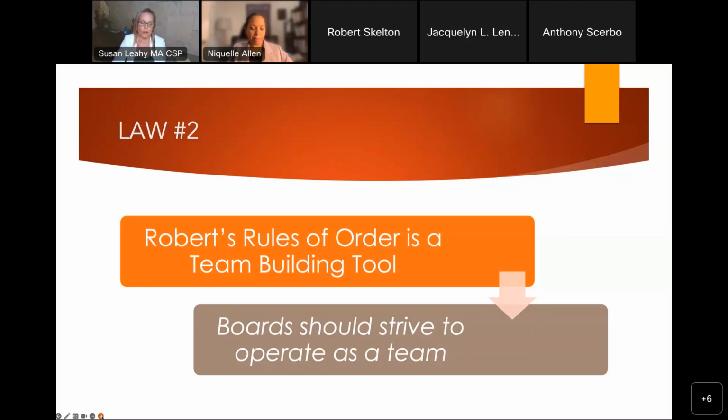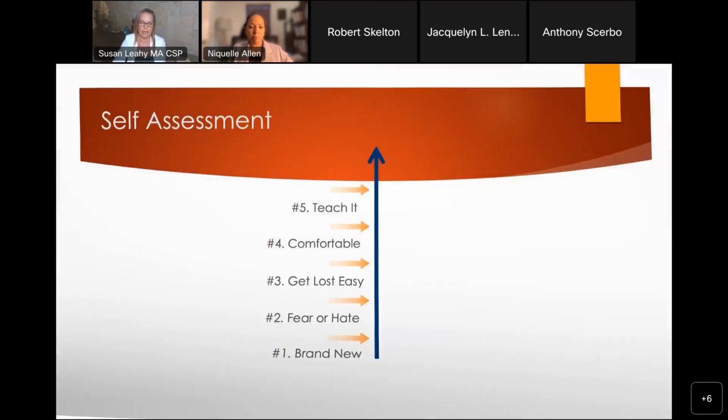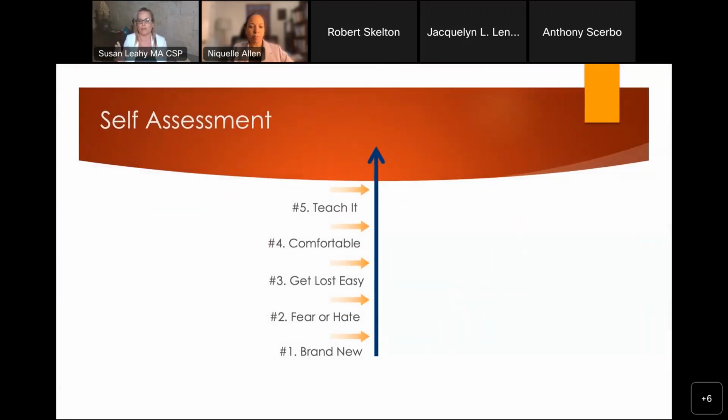So let's look at law number 2. Robert's Rules of Order is a team building tool and your board should strive to work as a team. This is a very simple self-assessment. I would invite you to please steal it, put it up on a whiteboard or just grab a piece of whiteboard paper and just write this very simple graph down. 1, 2, 3, 4, or 5.